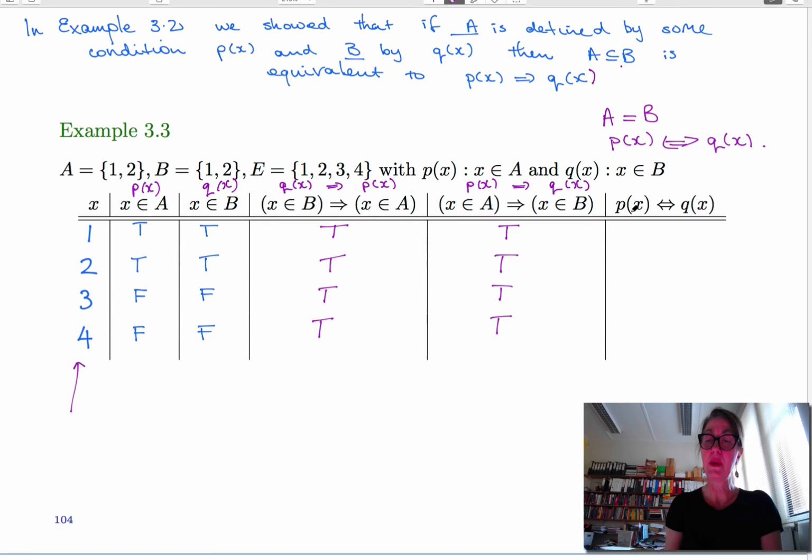And now we're thinking about P of X if and only if Q of X, so we've got an AND on these two columns, and you'll see that this is true because everything in our two columns is true. So this one's equivalent to saying B is a subset of A, this one is A is a subset of B, and of course when we put an AND between those two, we've got A equals B if we're thinking about this in terms of sets. So that just finishes off the example when we're defining sets or subsets of sets by conditions P of X and Q of X.